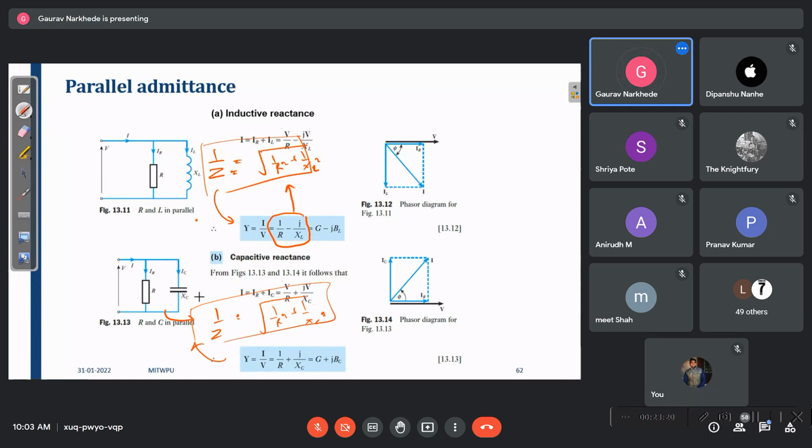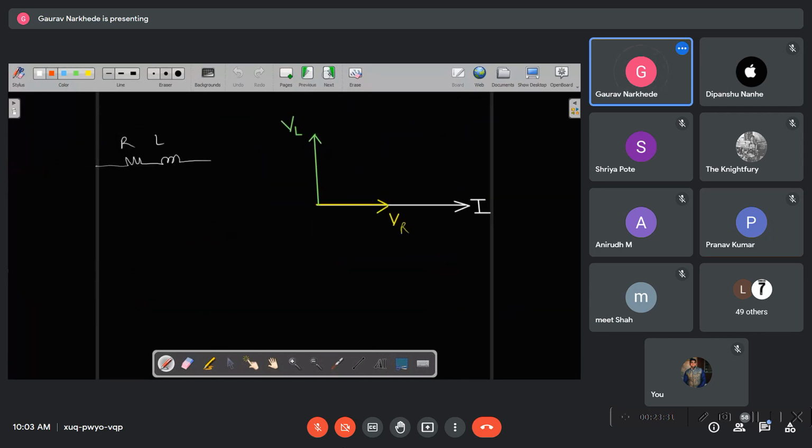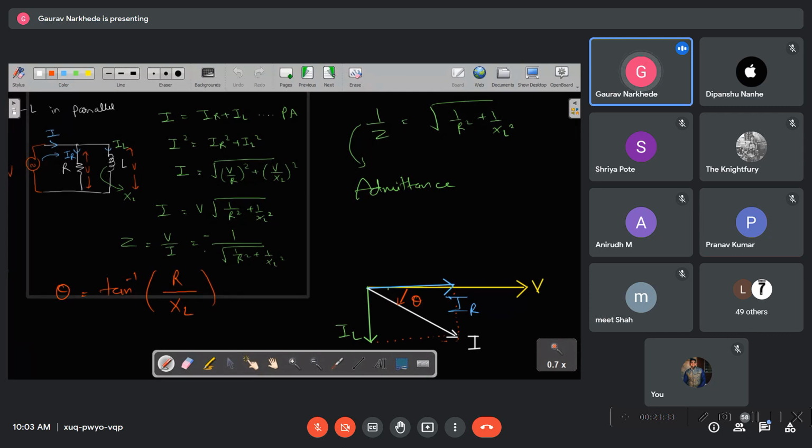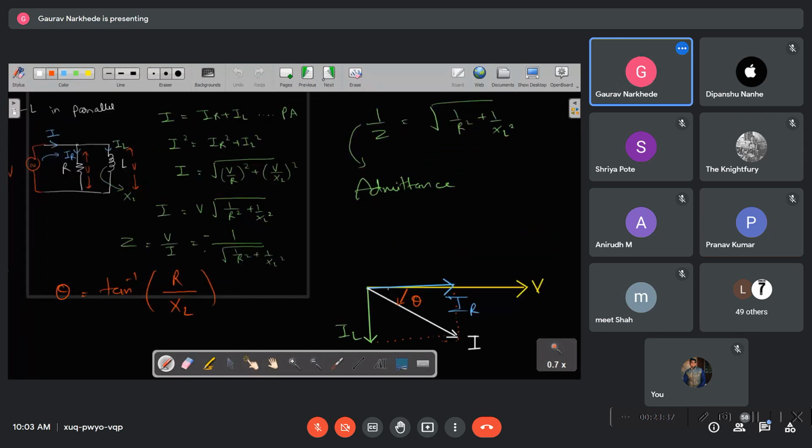Yes or no? Yes, sir. So can I say that today I have shown you this thing, right? This is RL in parallel and RC in parallel. Was it simple? Yes, sir. Okay.